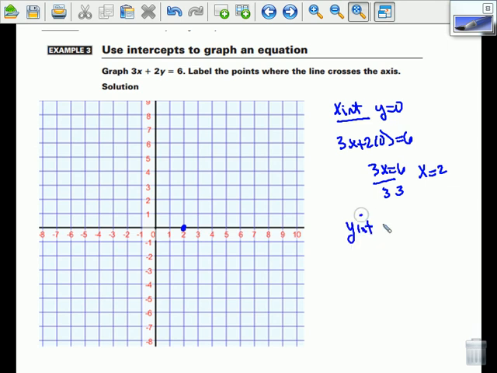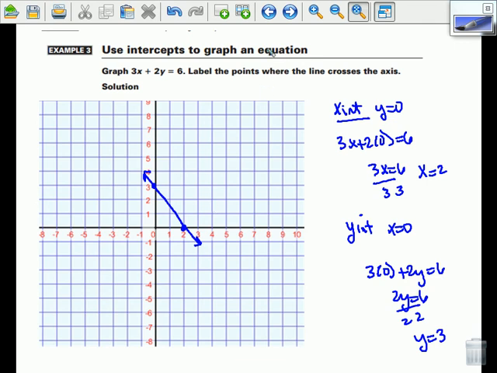And the y-intercept, I set x to 0. So 3 times 0 plus 2y equals 6. 2y then equals 6, divide by 2, and y equals 3. So my y-intercept is y equals 3. And they've not told me that I'm restricting the domain or the range, so I'm going to put an arrow at both ends of the line.